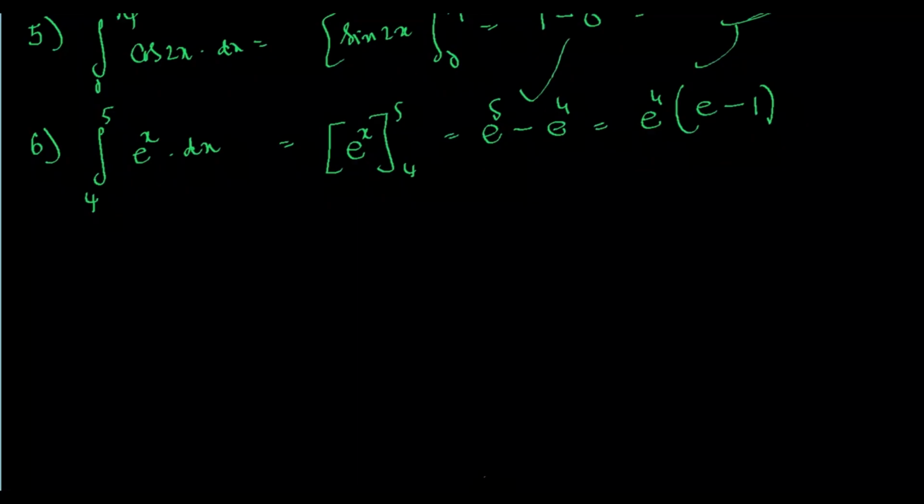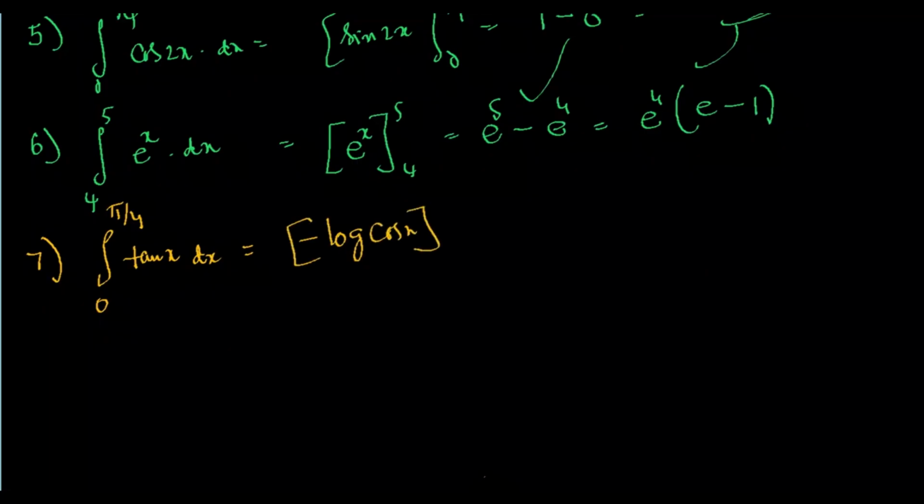What about 7? 0 to pi by 4, tan x dx equal to log. You can write this. If you integrate tan x, you get log secant x or minus log cos x, between limits 0 to pi by 4.